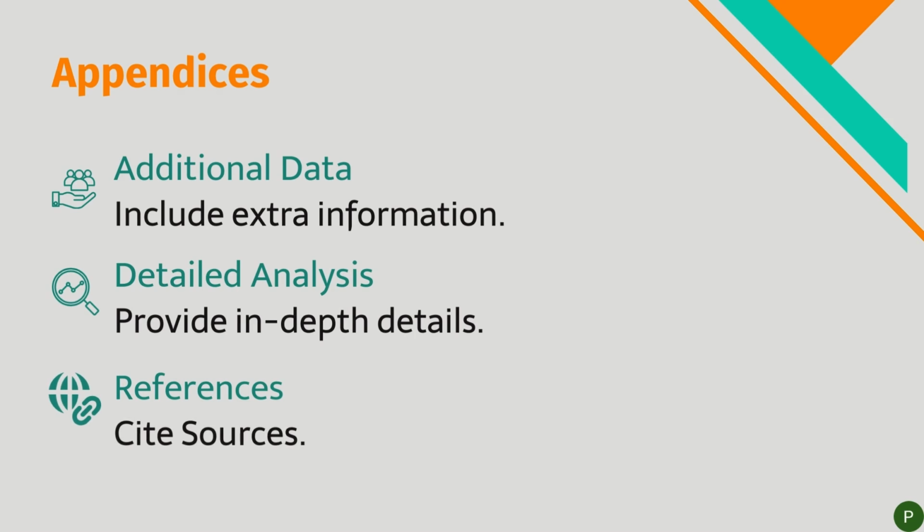Don't forget to use appendices. In the appendices, you get to include additional data and detailed analysis that you don't want to include in your report so it doesn't get too long. For example, you could say, Appendix A, detailed quarterly financial statements. So you can provide in-depth details as well. In Appendix B, you could say methodology for trend analysis. And in the appendices, you get to cite sources. For example, in Appendix C, you will find references and data sources. This section supports the main report with supplementary information.